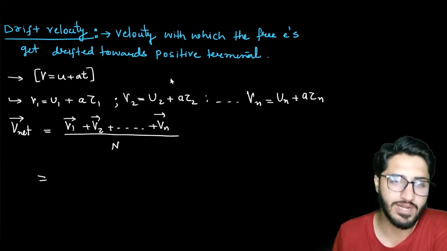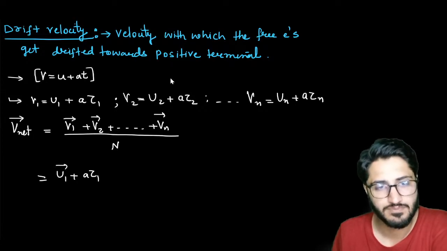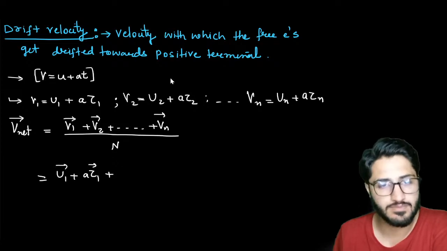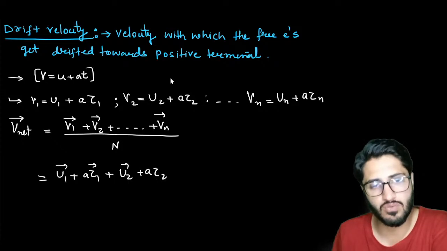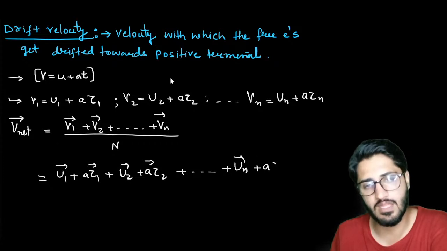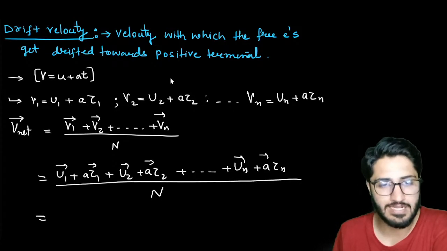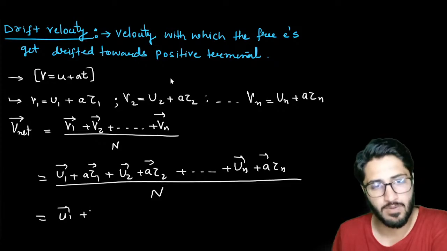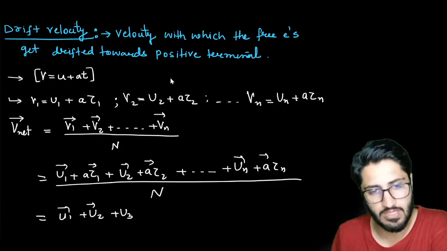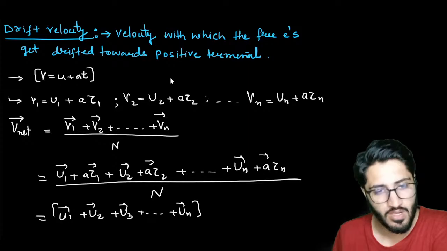Put V as U1 plus A tau 1. I can write like this, no? Plus U2 plus A tau 2, plus so on, up to Un plus A tau n, whole divided by n. I can write in this way also. It is U1 plus U2 plus U3 plus so on up to Un, whole divided by n.